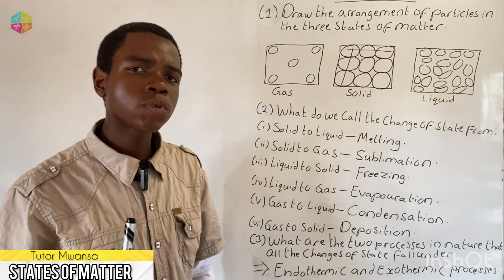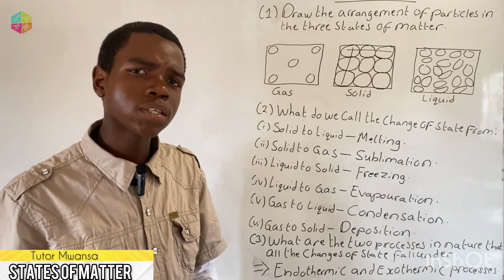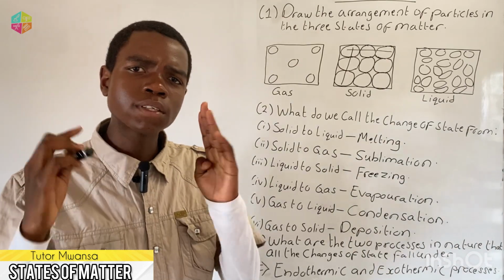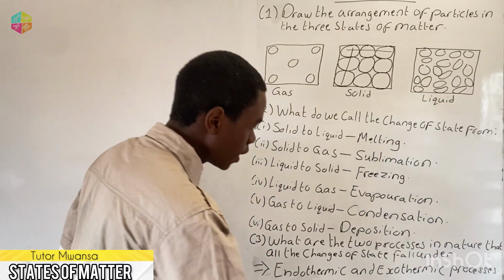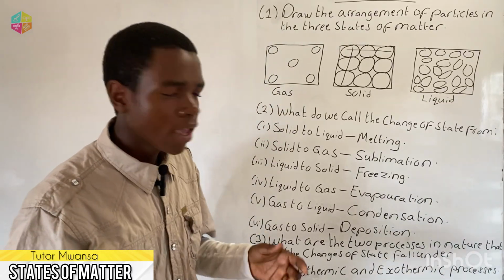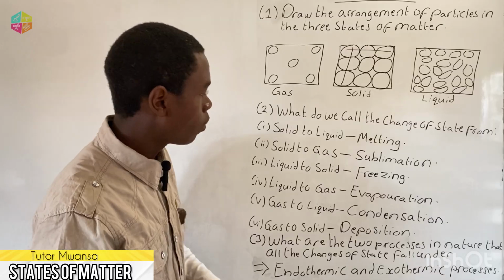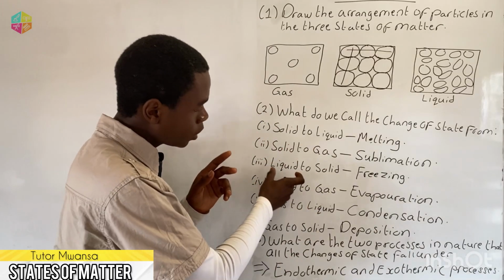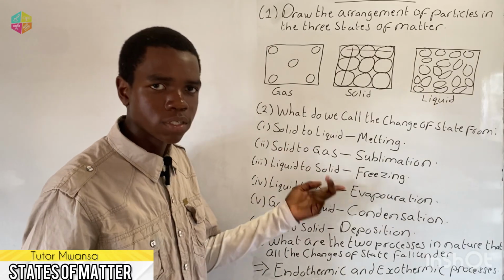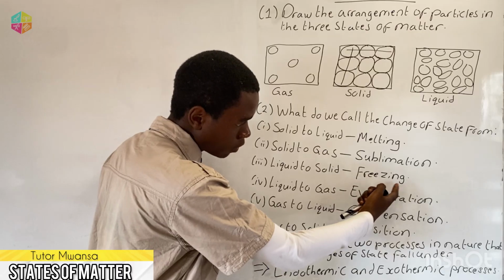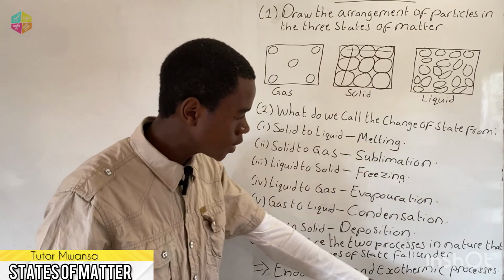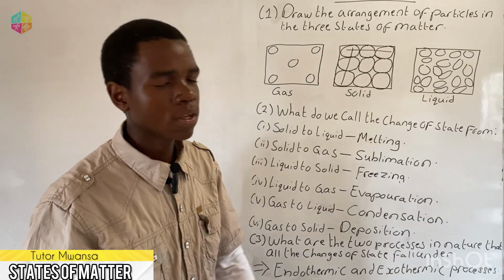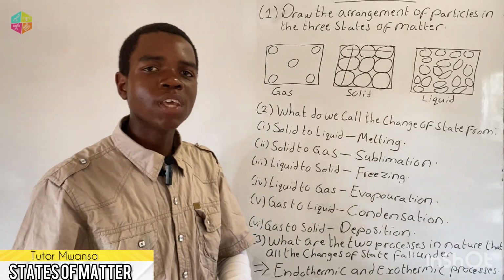What about exothermic processes? Exothermic processes are those processes that take place when a substance needs to lose heat. When a substance loses heat, or when it gives out heat, an exothermic process occurs. Such processes occur when a substance, such as a liquid, turns to a solid. What's the name of that process? It's called freezing. So freezing is an example of an exothermic process. All right, that concludes today's lesson.